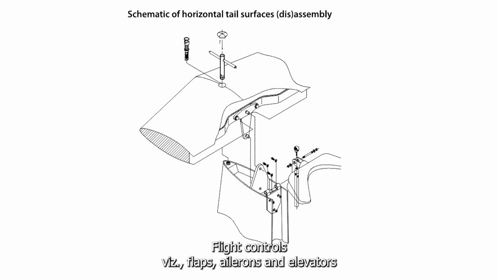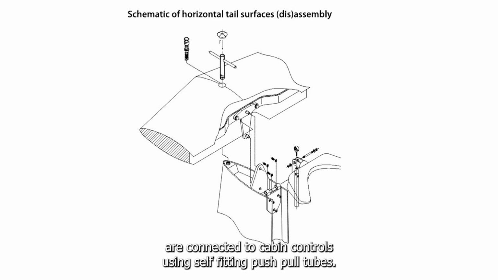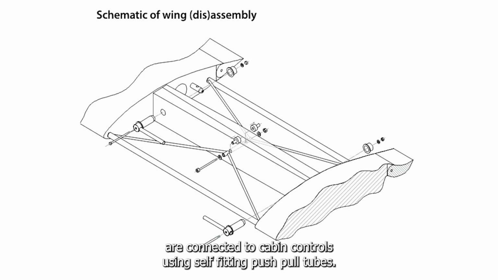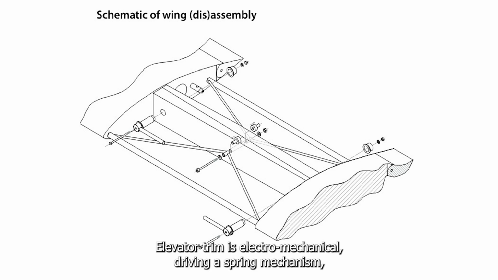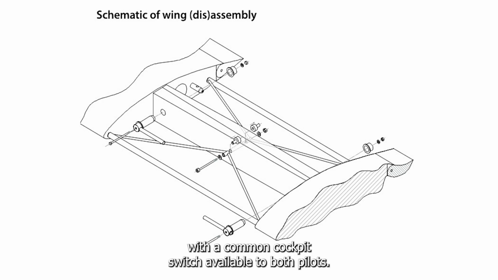Flight controls, viz., flaps, ailerons and elevators, are connected to cabin controls using self-fitting push-pull tubes. Rudder is controlled via cables connected to pedals. Elevator trim is electromechanical, driving a spring mechanism, with a common cockpit switch available to both pilots.